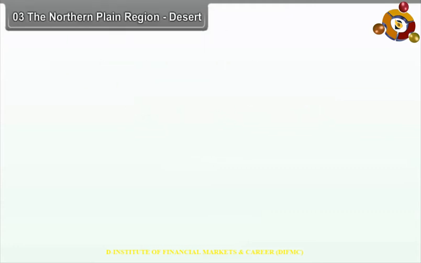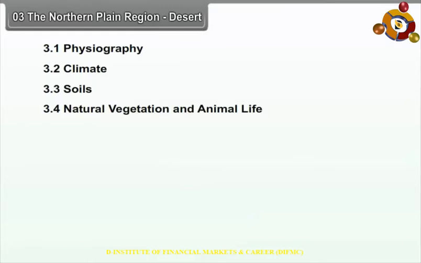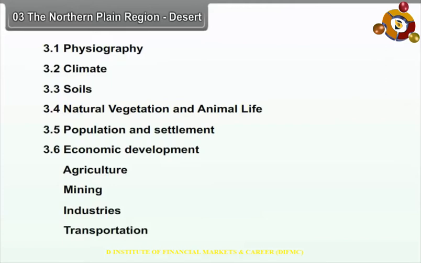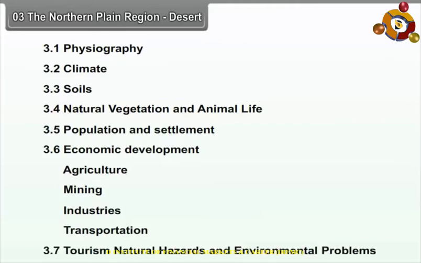Chapter 3, the Northern Plain Region, Desert. We will study the following points in this chapter: physiography, climate, soils, natural vegetation and animal life, population and settlement, economic development, which includes agriculture, mining, industries, transportation, tourism, natural hazards and environmental problems.